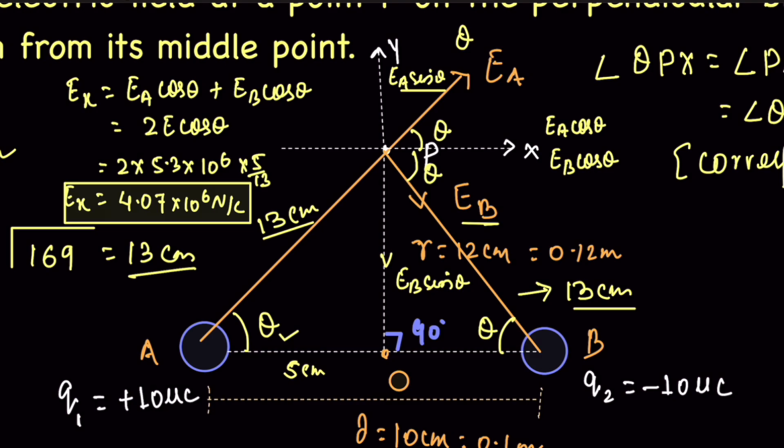Now we have to find the electric field with respect to the y-axis. With respect to the y-axis, EA sin theta is in the upward direction, and EB sin theta is in the downward direction. We know that EA is equal to EB and sin theta is the same, so both will cancel out. So we can say that EY is equal to 0. It means that the magnitude of the electric field is actually the magnitude of EX. So this is the answer of this question.